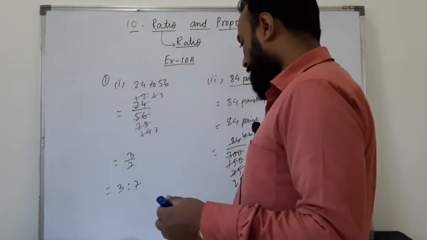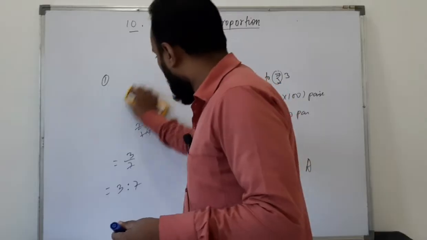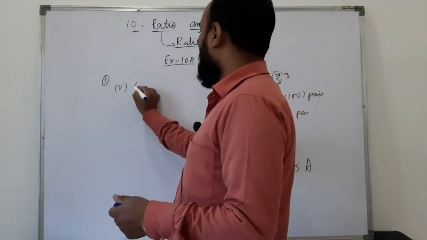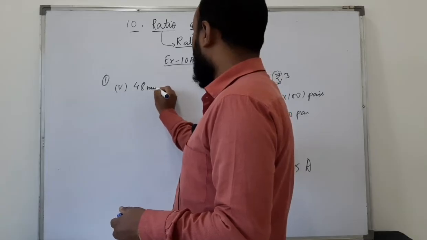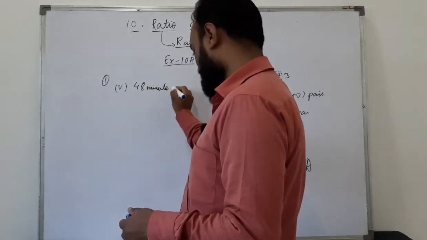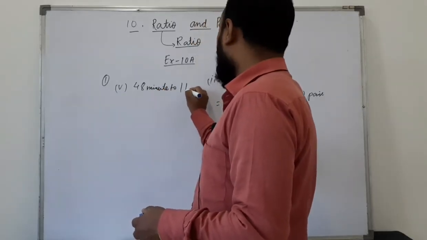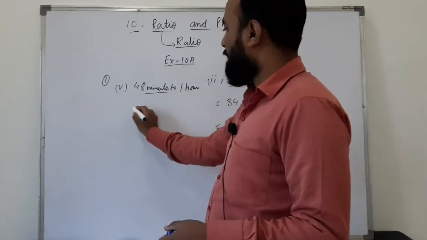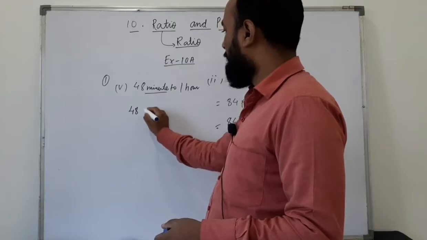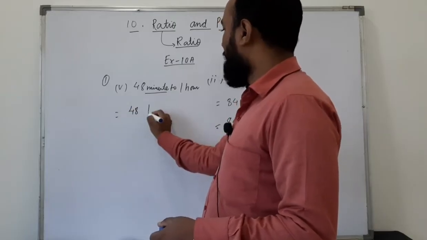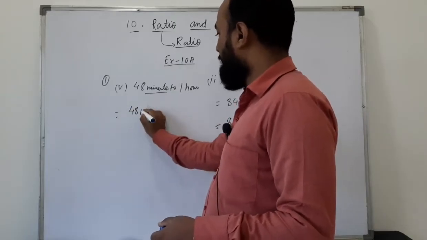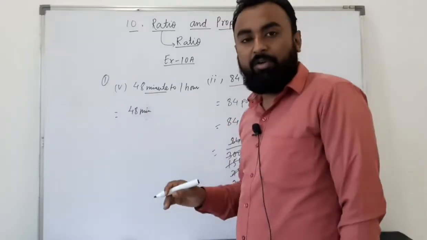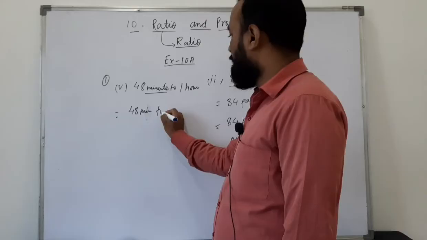Next question, that is question number 5. In question number 5 you have been given 48 minutes to 1 hour. So again you have to convert to the smallest unit. 48 minutes is already given here, so now convert this 1 hour. 1 hour is equal to how many minutes? 60 minutes.